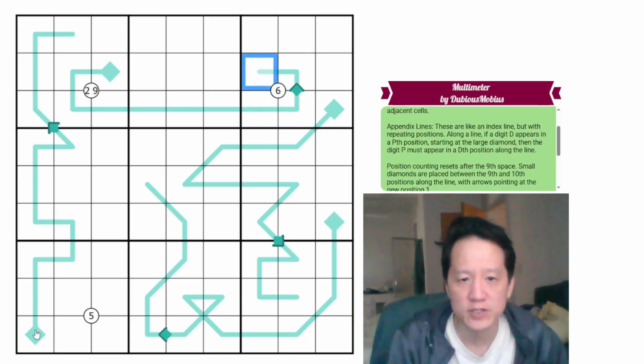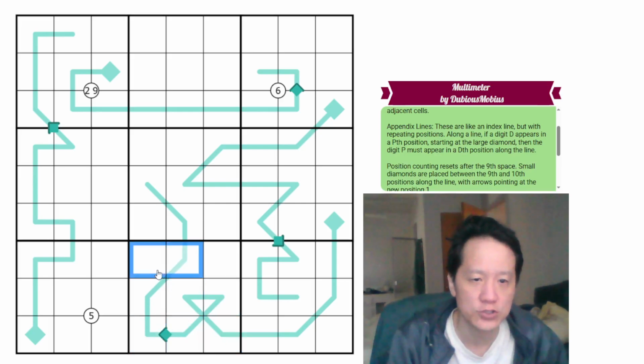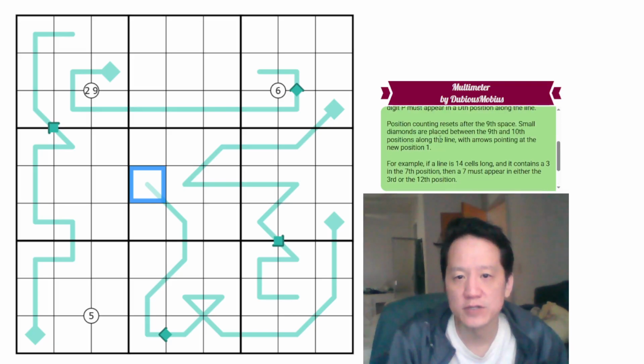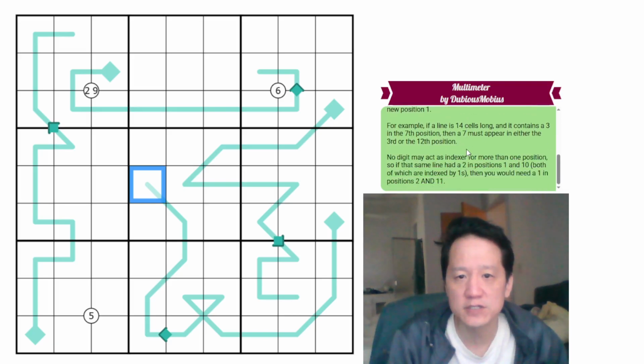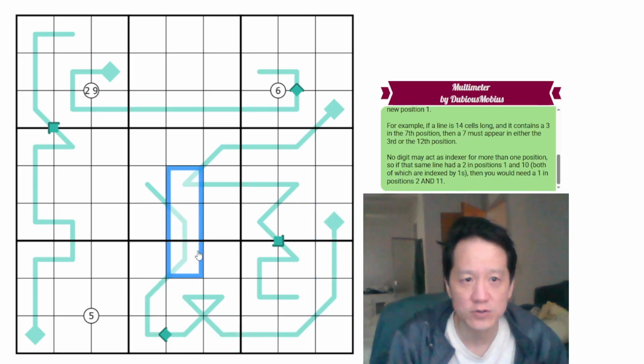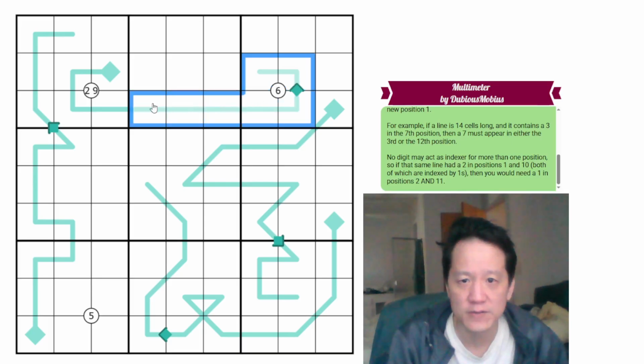Let's look at the longest one. This would be 1, 2, 3, 4, 5, 6, 7, 8, 9, and then it would be 1, 2, 3, 4, 5 here. So yeah, that's position counting resets. For example, if a line is 14 cells long, so this is 14 cells long, this is the only example of it, I believe. This is 13, and this is 11.